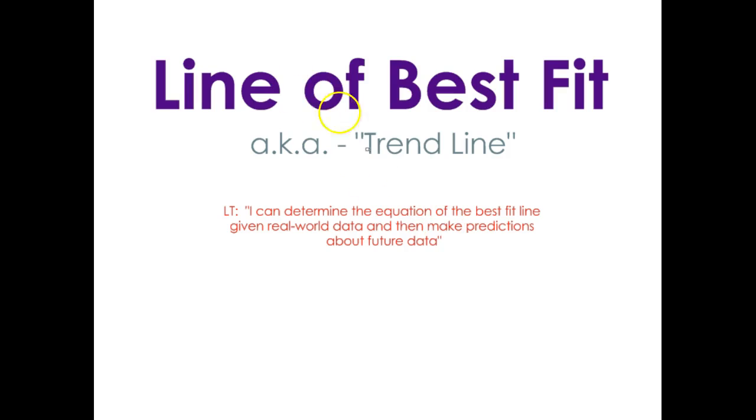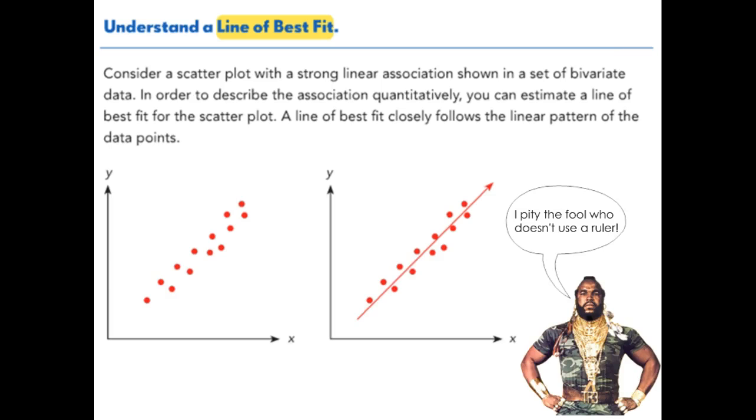So let's start by looking at Mr. T. So this just gives a small, short understanding of what the line of best fit is. And it says, consider a scatter plot with strong linear association. So we talked about this last time, this strong linear association here. And it says, in order to describe the association quantitatively, you can estimate a line of best fit for the scatter plot. That's this line right here. A line of best fit closely follows the linear pattern of the data points.